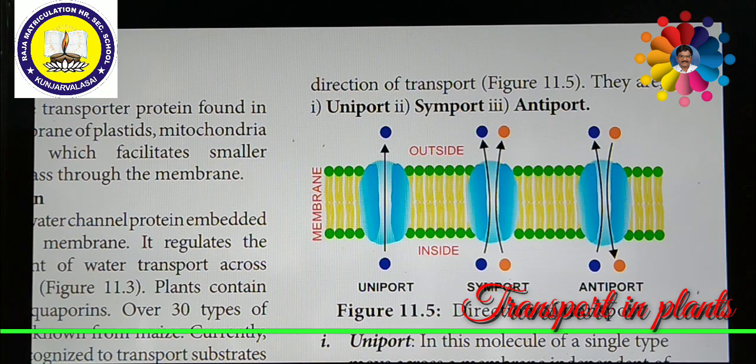This may be from higher concentration to lower concentration, or from the lower level to the higher level. If you are moving from a lower level to a higher level, it is an uphill task. Whenever you are going on an uphill task, you need a certain amount of energy. Without energy, we cannot transport this material. Such a type of transport is called active transport.